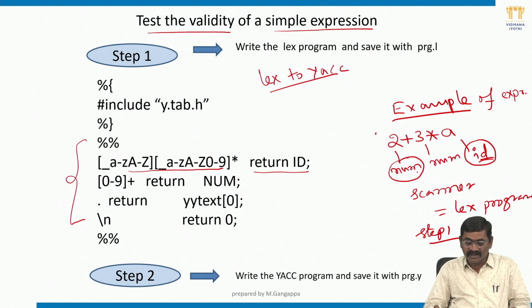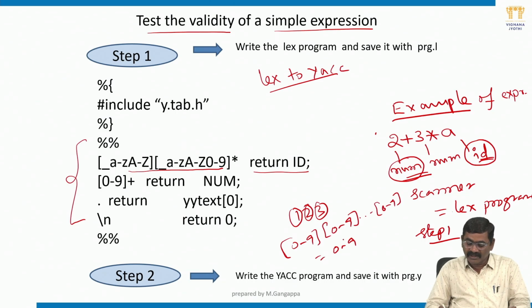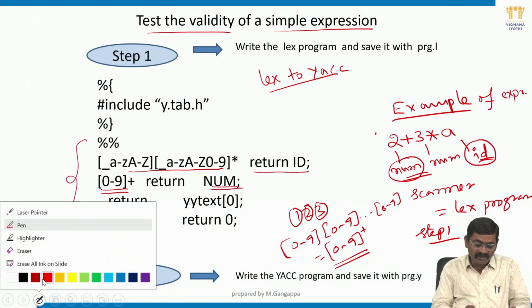Similarly, one more is required, that is number. A number can be 1 2 3, right? So 1 is a digit, 2 is a digit, 3 is a digit. Therefore a digit can be represented by 0 to 9. How many times should 0 to 9 happen? 0 to 9 should happen one or more times, so [0-9] whole plus is the regular expression format to represent the number. Already we know that.